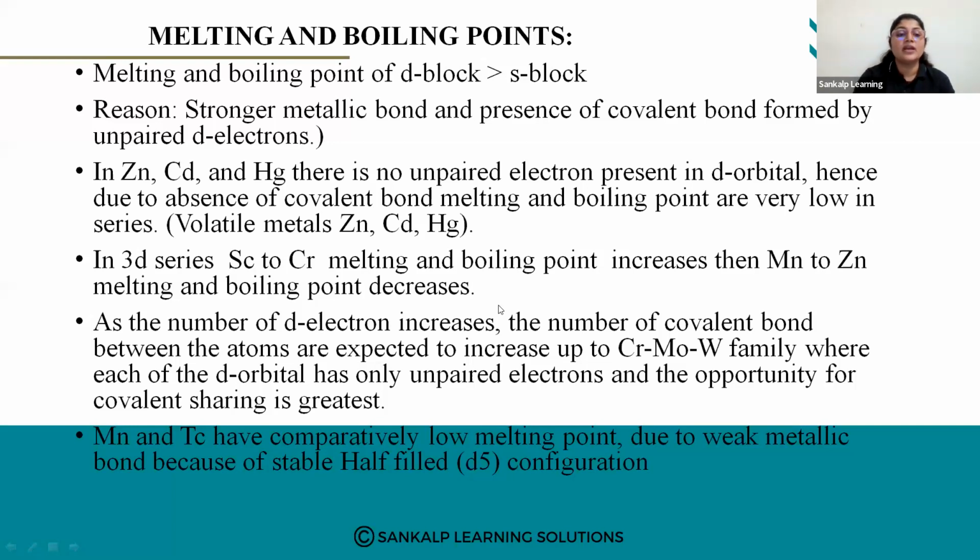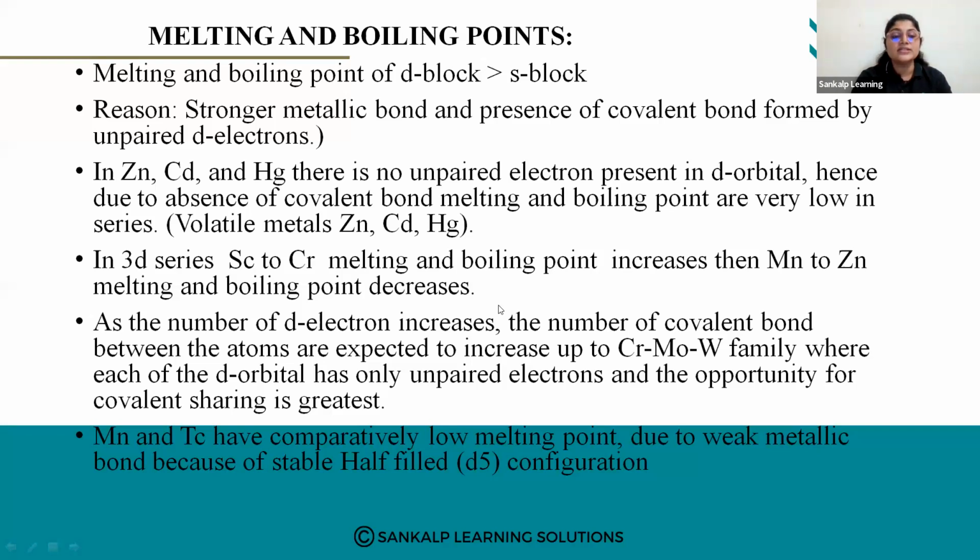Then in zinc, cadmium, and Hg, that is mercury, there is no unpaired electron which is present in D orbital. Hence, due to the absence of covalent bond, melting point and boiling point are very low in this series. These metals are said to be volatile metals, volatile means they can easily vaporize. So Hg is in liquid state. There is no unpaired electron present in the D orbital, so these three metals are volatile in nature.